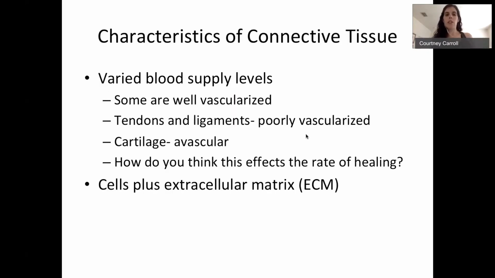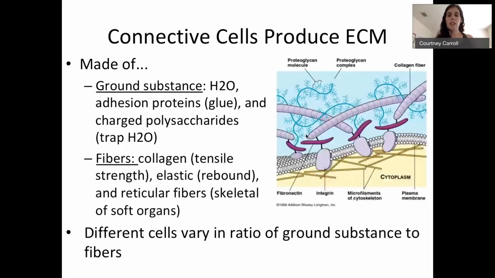But it has a few characteristics. They do have varied blood supplies, where our epithelial tissues were all avascular. Some here are avascular, like cartilage, whereas others are more well vascularized. But in general, connective tissues are cells with an extracellular matrix, or ECM. And the ECM is produced by those cells of the connective tissue. They're going to make this matrix that goes on the outside of the cell membrane. And that ECM is made of two major things. It's made of ground substance and then fibers.